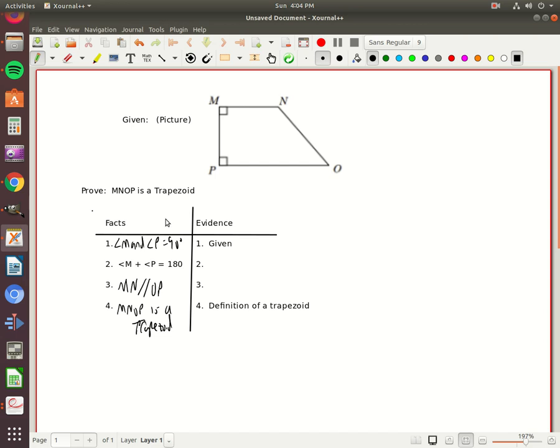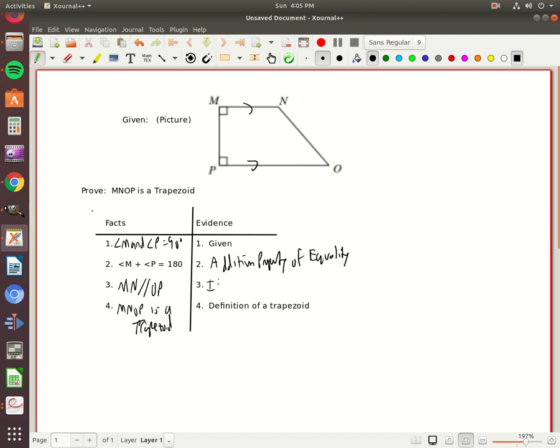So M plus P equals 180. Well, 90 plus 90 is 180. I think that's the additive, right? So we'll just say addition here. If you want to, you can say the additive property of equality. Addition property of equality. I basically added those up. And hey, look, now I can say these lines are parallel because of the same side supplementary angles.